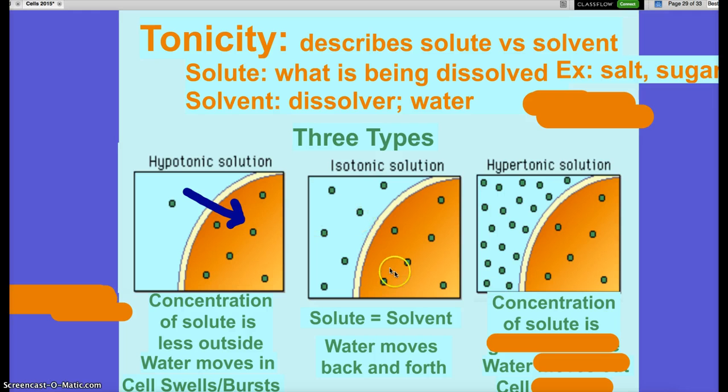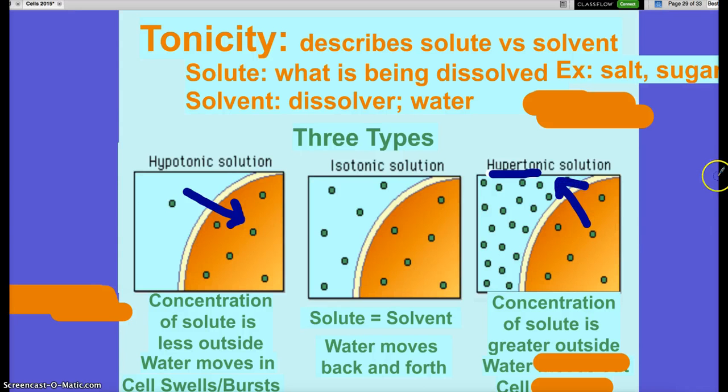Tell me about the solutes in a hypertonic solution. The concentration of solute is greater on the outside. Think of this word hyper. Where do hyper people like to be most of the time? Outside, okay? Try to remember that. More solute outside because hyper people like to be outside. So where's there more water? Inside. Because the concentration of solute is greater outside, so water is going to move out.